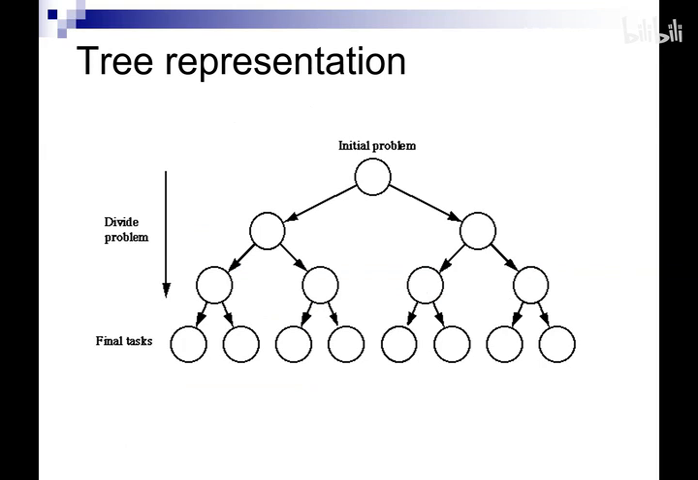And so you can think of this process as happening on a tree. Initially you have a problem, and if it's too large, you subdivide it into smaller problems. Then you look at these smaller problems. If they're still too large, then you're going to subdivide each. And then you're going to keep subdividing until you end up with these final tasks that you can do individually.